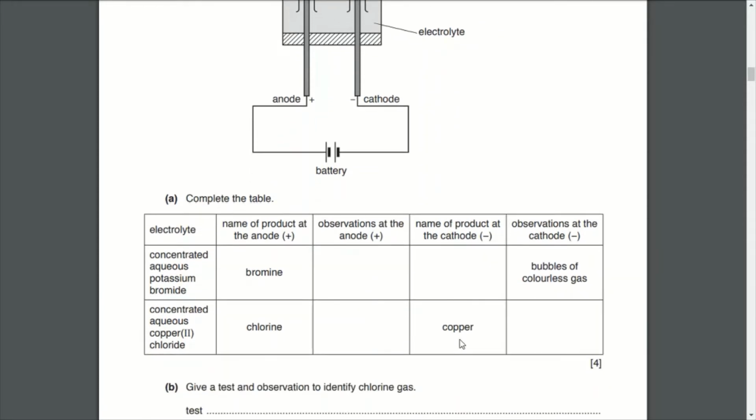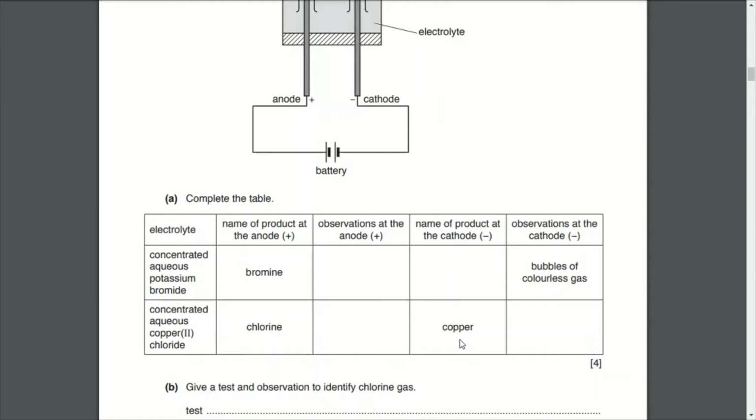Concentrated aqueous copper(II) chloride. Name of the product at the anode: we have chlorine at the anode. And if we look at the observation, it is going to be bubbles of gas, and the color of the gas is going to be yellowish green.